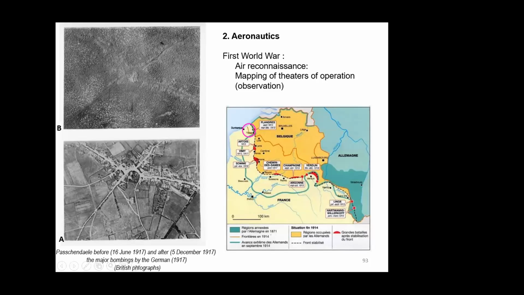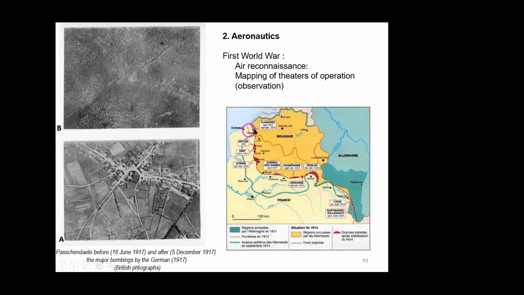Aeronautics had a lot of development during the First World War. First, as air reconnaissance, because it was easy to look at the different positions of the army, because the armies were relatively stable, and mapping the theaters of operation, as we say. And here you have a very dramatic view of a region of Passchendaele.